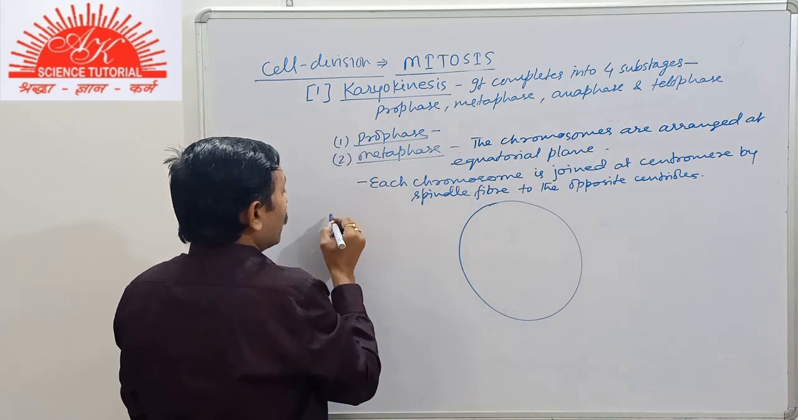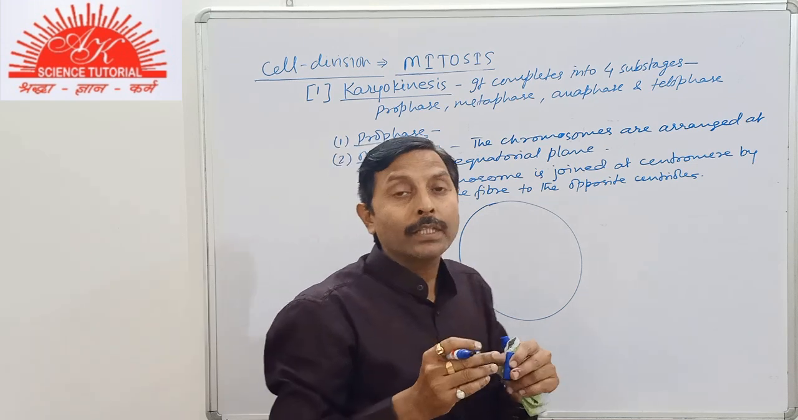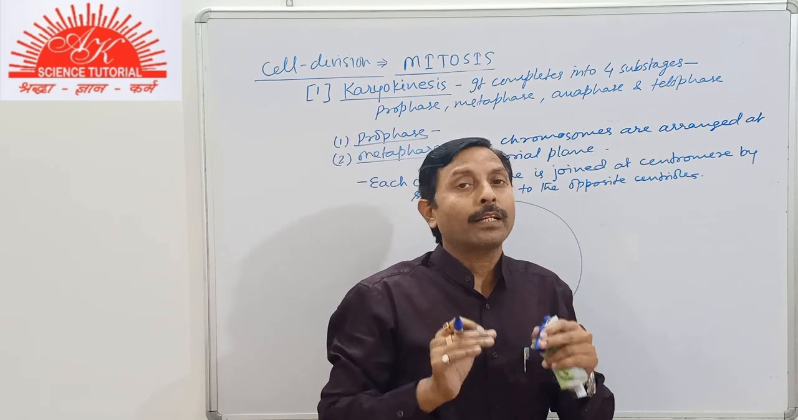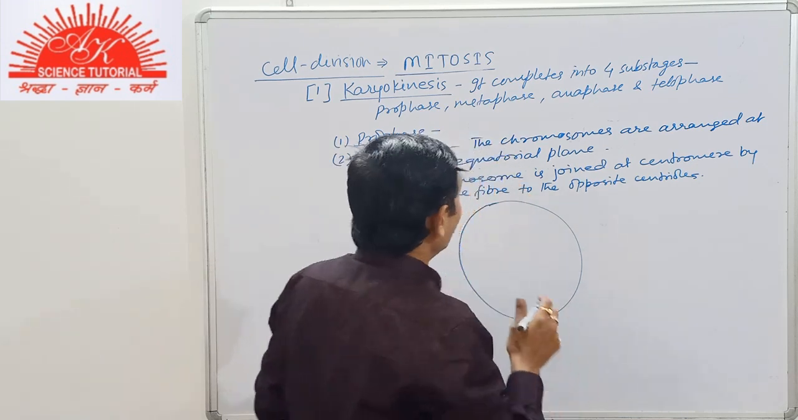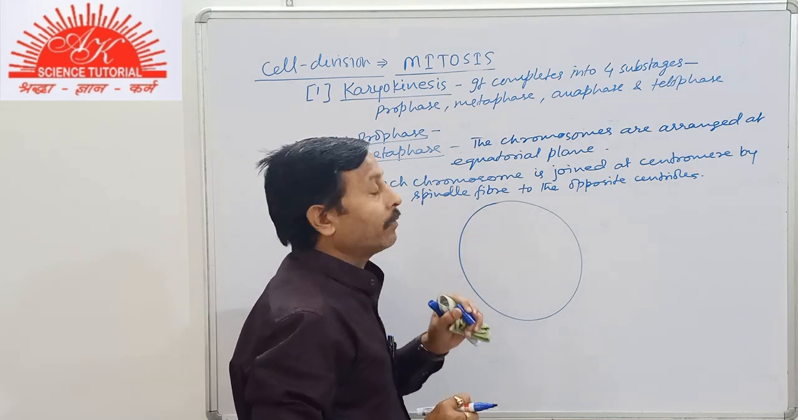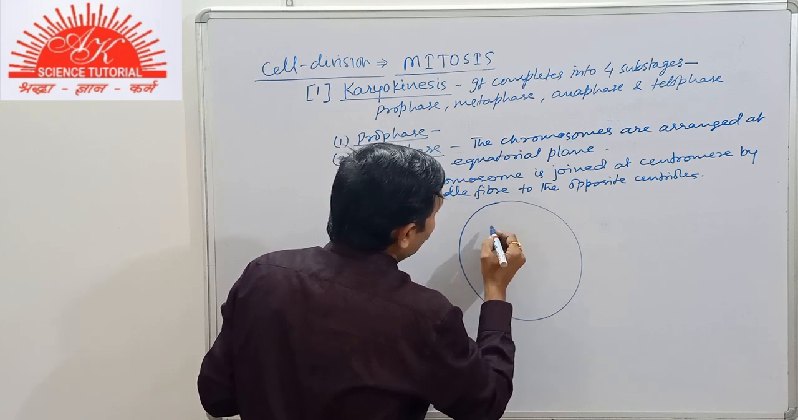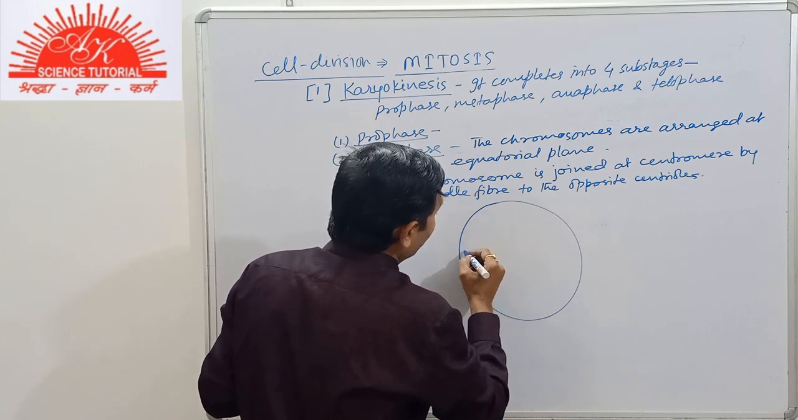That is, this is the diagram. We have used chromosomes as 2n equals 4. 2n means paired set. That is, a diploid cell is taken here, because a haploid cell does not undergo cell division. So, a diploid cell.